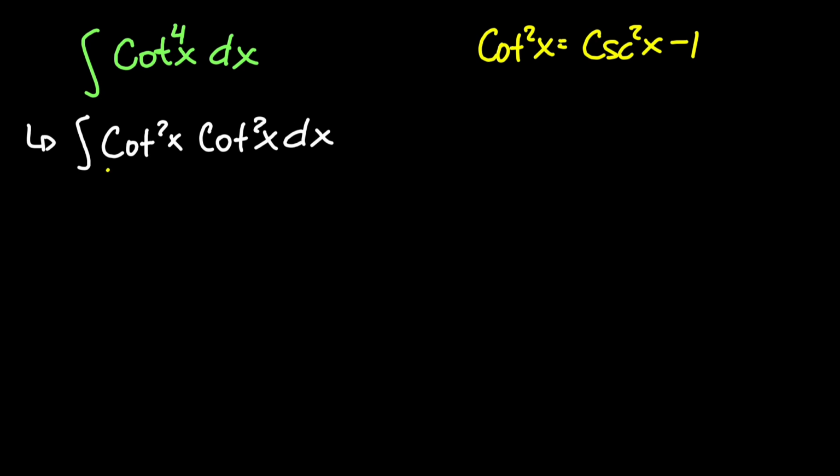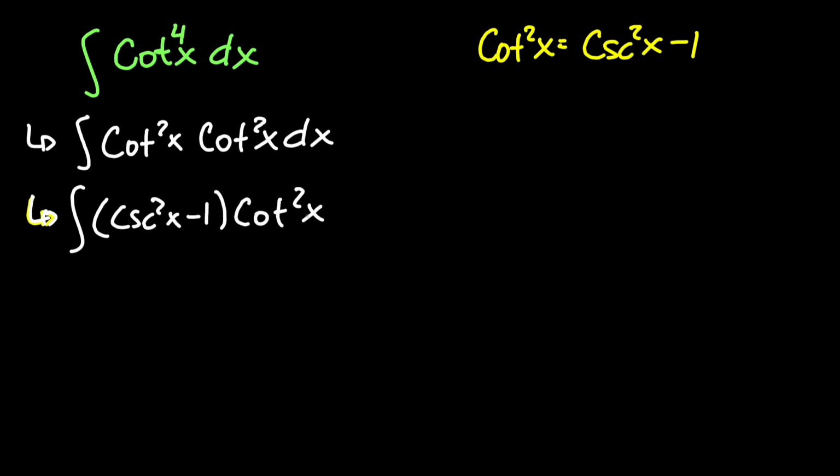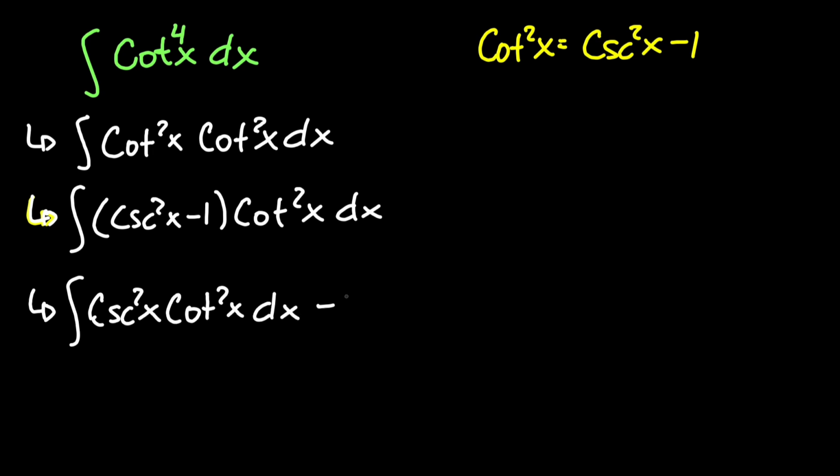And so, transform one cotangent squared of x, so this would be cosecant squared of x minus 1 multiplied by cotangent squared of x dx. And distribute this. And I will be splitting this into 2 parts again. So this would be the integral of cosecant squared of x cotangent squared of x dx minus the integral of cotangent squared of x dx.